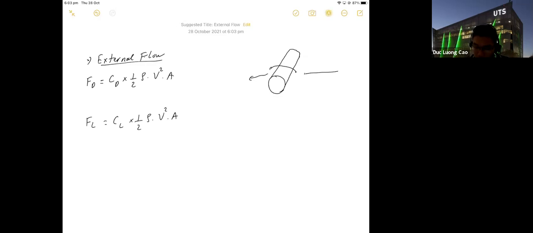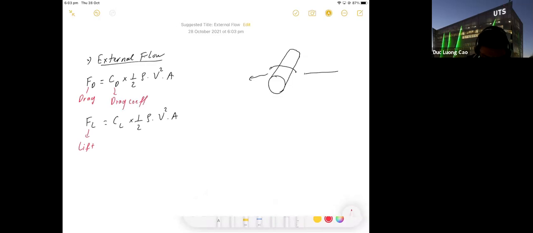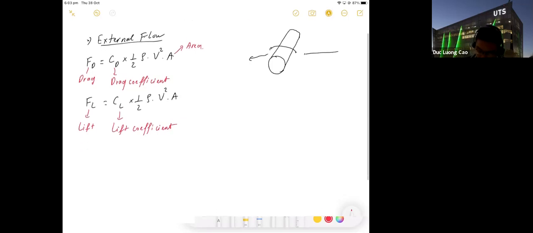This one is the drag force, and this one is the lift force. CD is the drag coefficient, CL is the lift coefficient, rho is the density, V is velocity, and A is area. But what's the area here? A is area.